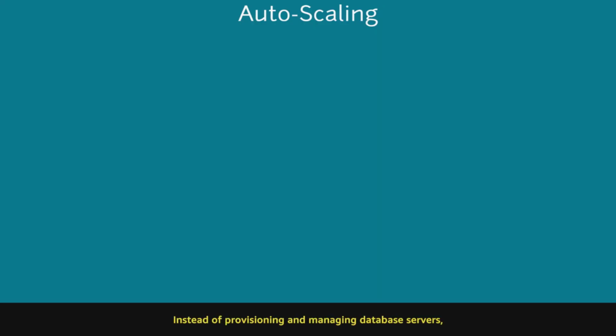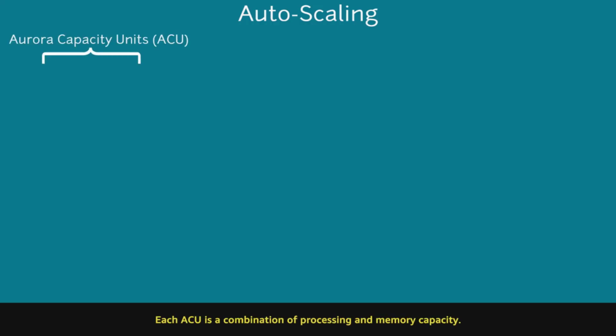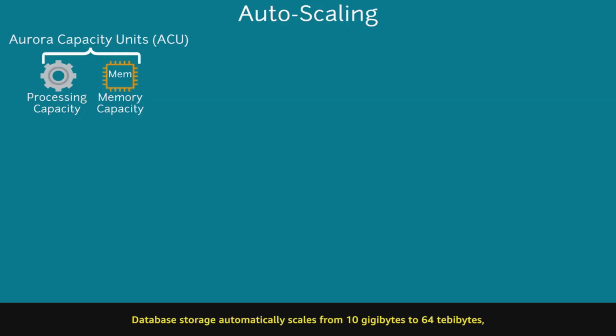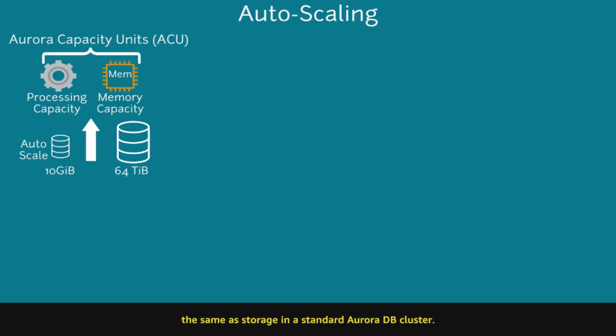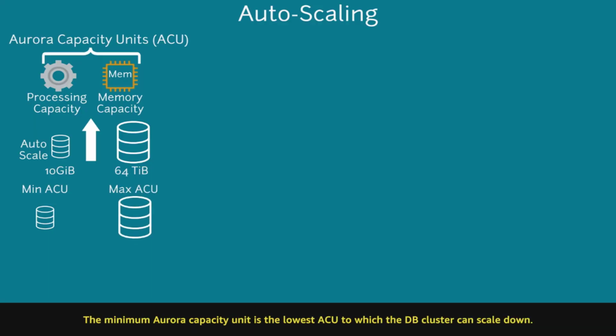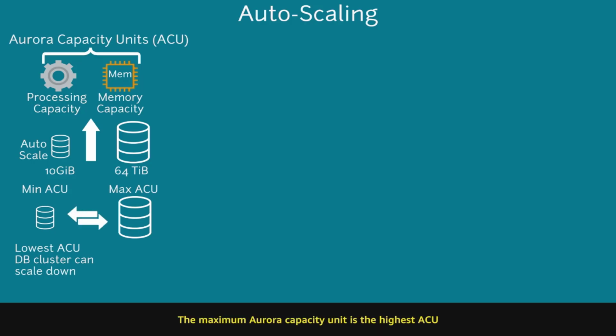Auto-scaling. Instead of provisioning and managing database servers, you specify Aurora capacity units, ACUs. Each ACU is a combination of processing and memory capacity. Database storage automatically scales from 10 GB to 64 TB, the same as storage in a standard Aurora DB cluster. You can specify the minimum and maximum ACU. The minimum Aurora capacity unit is the lowest ACU to which the DB cluster can scale down. The maximum Aurora capacity unit is the highest ACU to which the DB cluster can scale up.